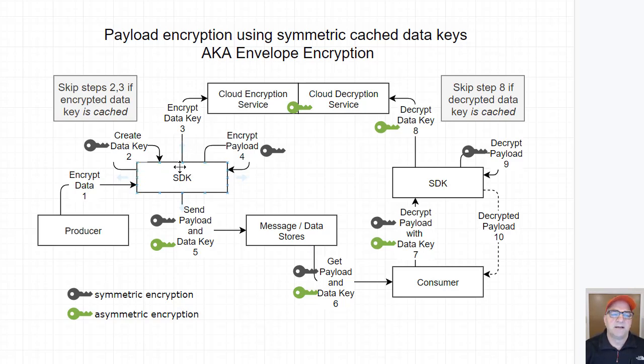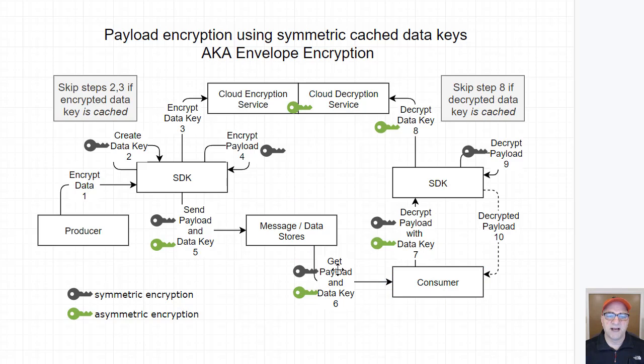The SDK will then encrypt the data key using the cloud provider, so it's only going to encrypt a small string. And then it will encrypt the payload using the unencrypted data key. So the black keys here represent symmetric encryption keys, and the green ones represent asymmetric. When the SDK is done encrypting the payload, you send a message to the data store or the streaming system, and you send the payload encrypted with the symmetric key, and you send the data key, which is encrypted with the asymmetric key. So you send an envelope, and then you send kind of a key to it, and then when it arrives on the other side, it goes into the message store.